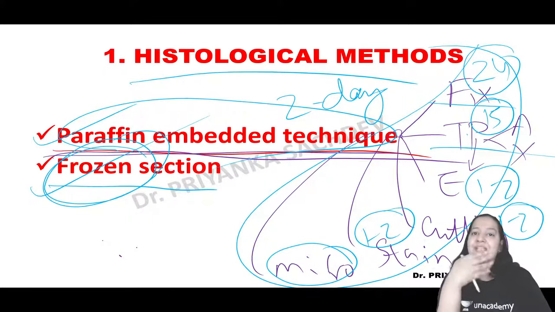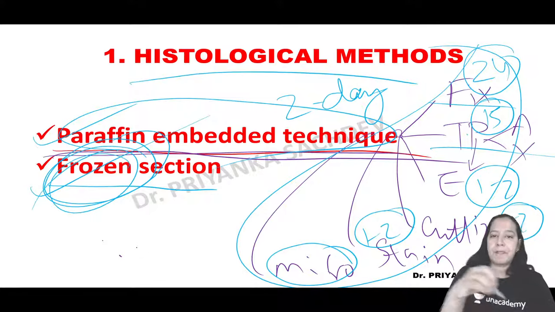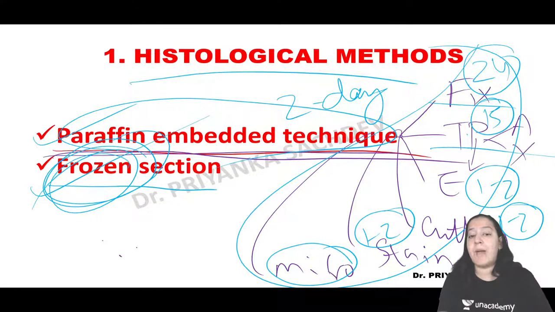Patient doesn't know about these investigations. You have to tell your patient which investigation needs to be done. Done. So what is frozen section and why is it known as frozen? What is the reason? And how does it differ from the paraffin embedded technique?